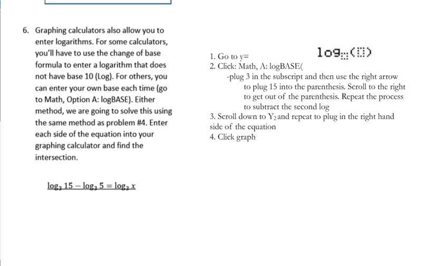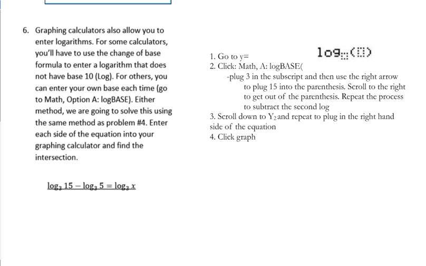The first logarithm in our equation says log base 3 of 15. So we're going to plug 3 into the subscript, then use the right arrow to plug 15 into the parentheses. Once you plug 15 into the parentheses, you will have to scroll right again to get out of the parentheses. Use your subtraction symbol, and then we'll have to do that process again. So we'll go back to math, scroll down to A, log base. This time we're going to plug 3 into that subscript, scroll to the right, plug in 5, and scroll on over.